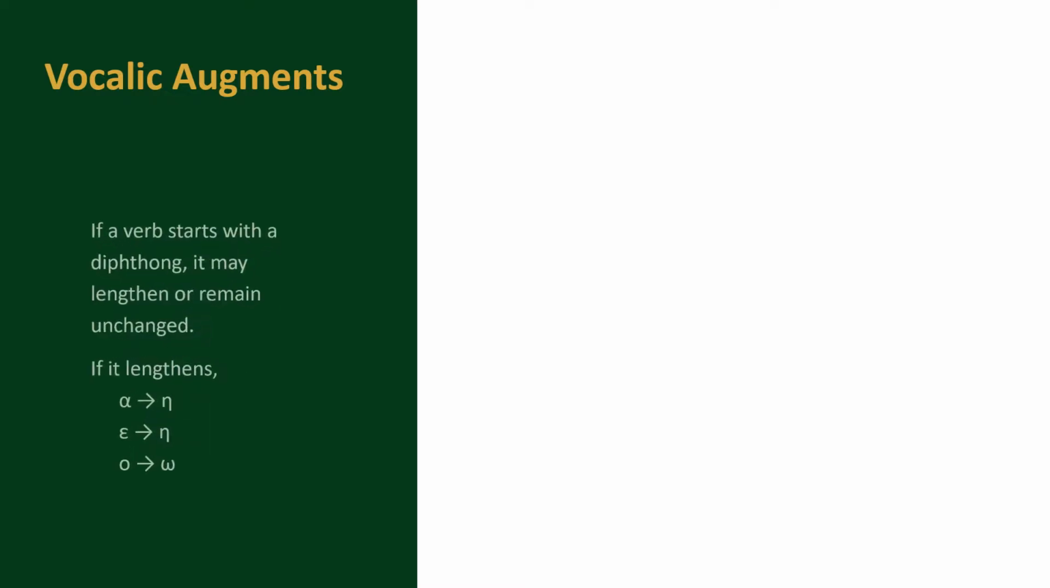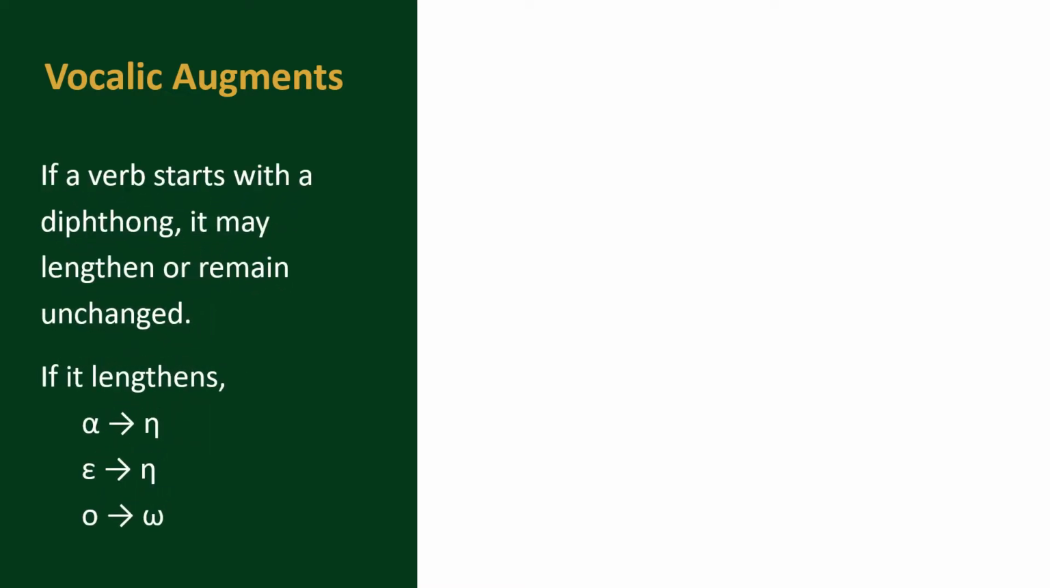But not all verbs that begin with a vowel begin with a single vowel. What happens if a verb begins with a diphthong? If a verb begins with a diphthong, it may lengthen or remain unchanged. If it lengthens, it does so exactly the same way that the single vowels do. Alpha to eta, epsilon to eta, and omicron to omega. So it may lengthen or it may remain unchanged. Let's look at one example in each category.